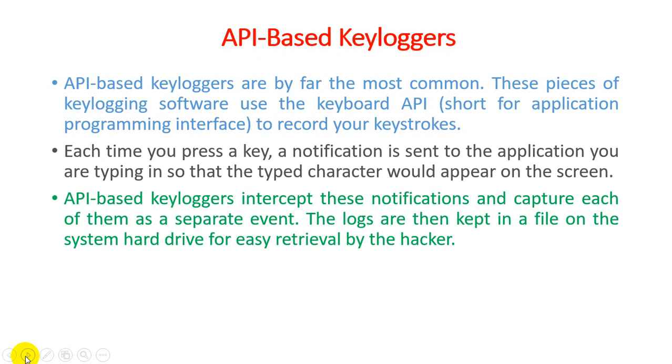API based keyloggers intercept these notifications and capture each of them as a separate event, because we are typing so many things through our physical keyboard, so they cannot identify it if they collect all the data within a single event. So each and every keystroke is recorded as a separate event. The logs are then kept in a file on the system hardware for easy retrieval by the hackers. Meaning all the separate events are stored in a particular file, so they can easily find out what different keystrokes were pressed by the user at a particular time and date.